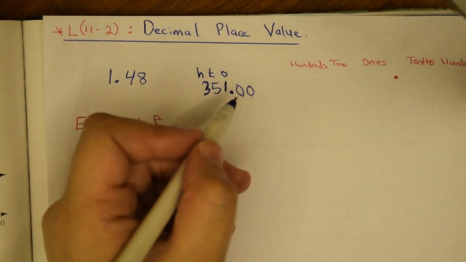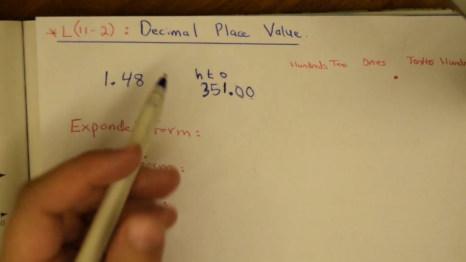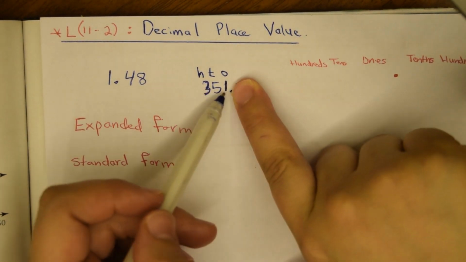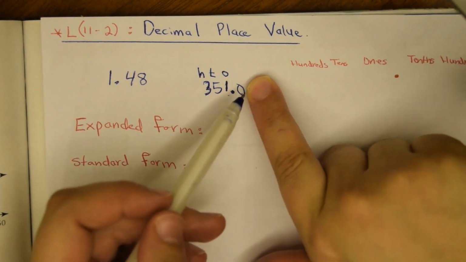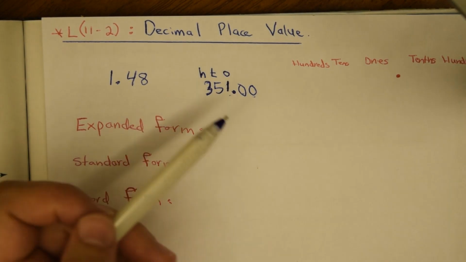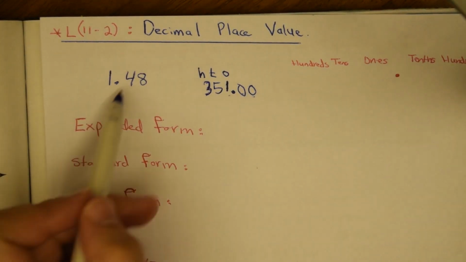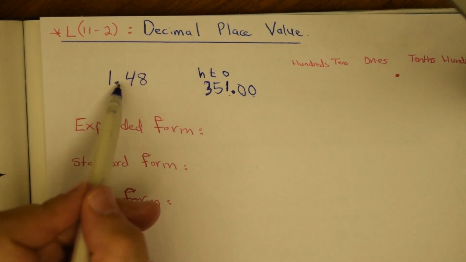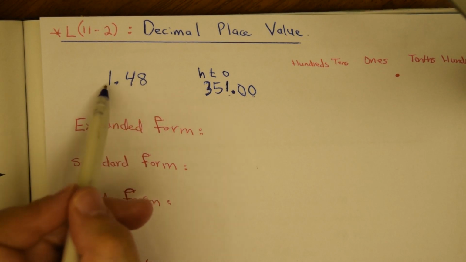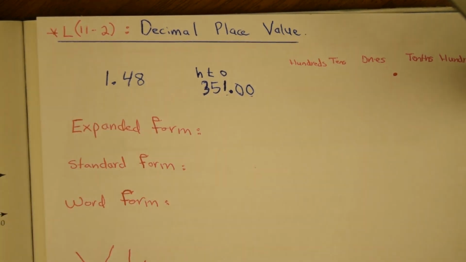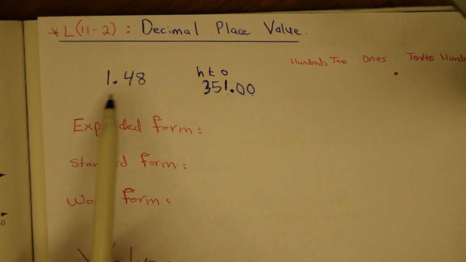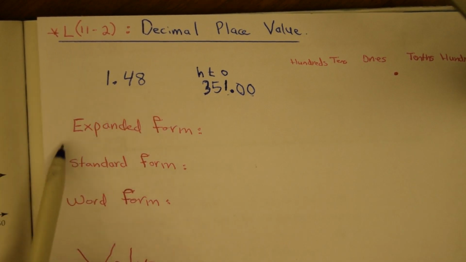Since the numbers are 0, we don't have to put them, so always you will see the number like this, 351, without the point, without the zeros. Now if you have a whole and a part, like a decimal number, you have to put the point and the fractional part here, and this is the whole. Okay, now today we will learn how to write a decimal number in expanded form, standard form, and word form.